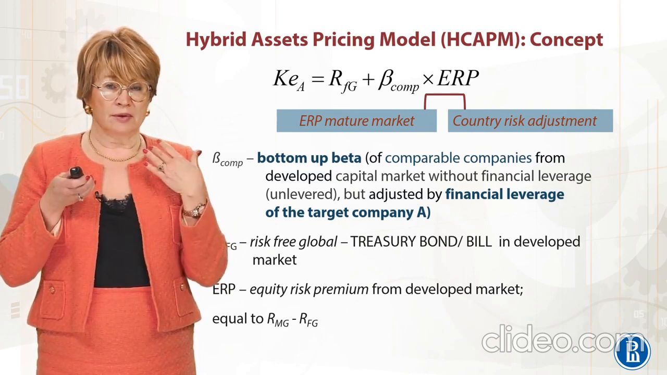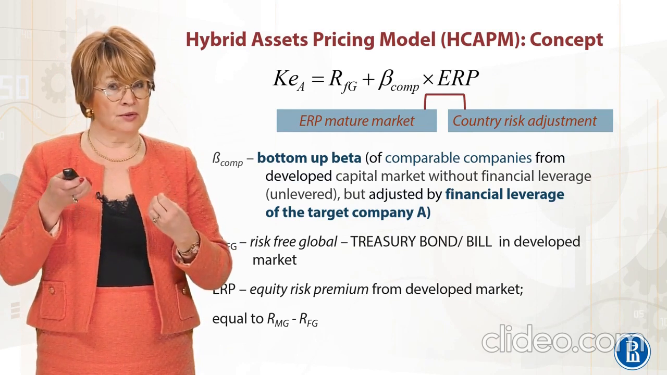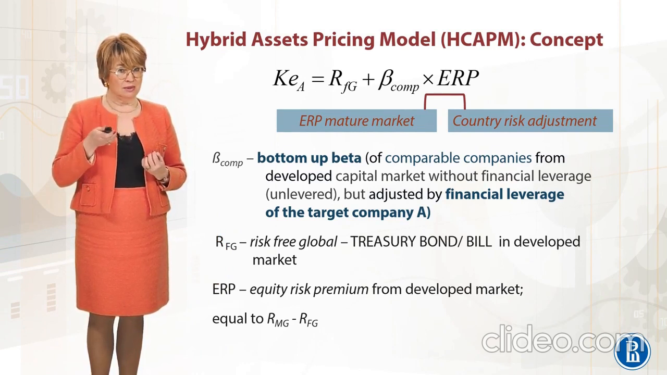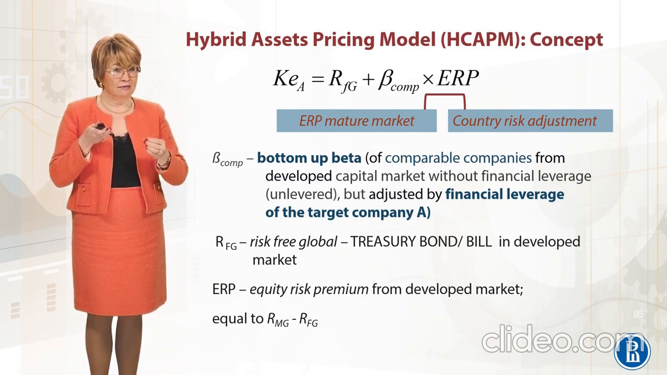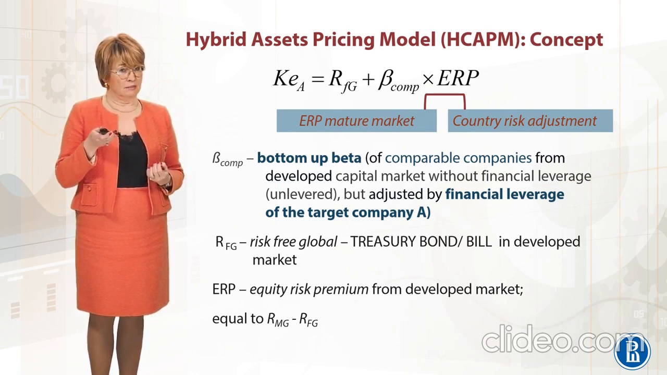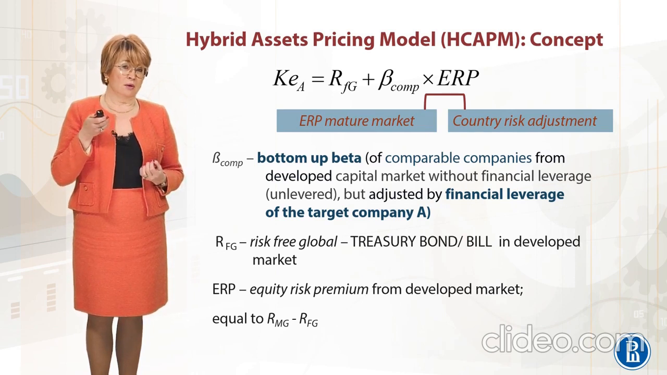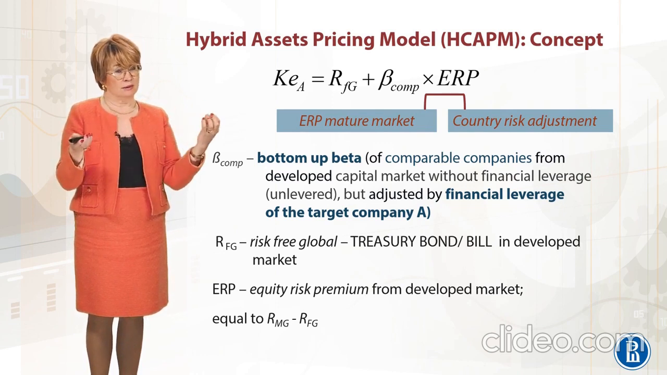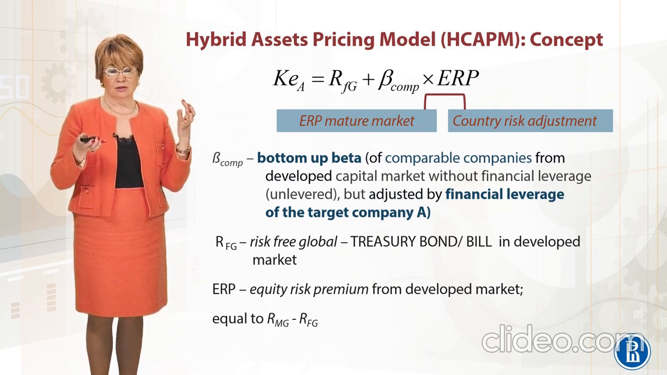So here we have the beta of comparable companies, but be aware, those comparable companies should be found in the developed capital markets. And then we will get their unlevered beta, and then we will adjust this weighted average beta of comparable companies from the benchmark or developed capital markets by the financial leverage and by the corporate income tax rate of company A. Because these are different countries, the tax rate may also differ.